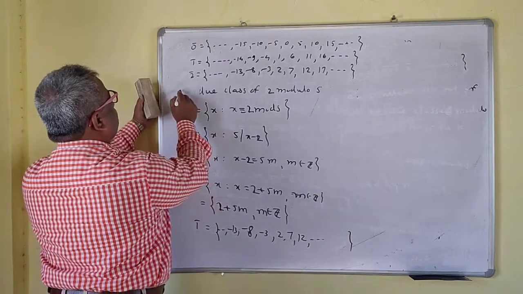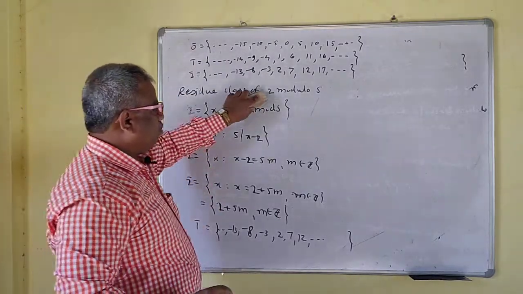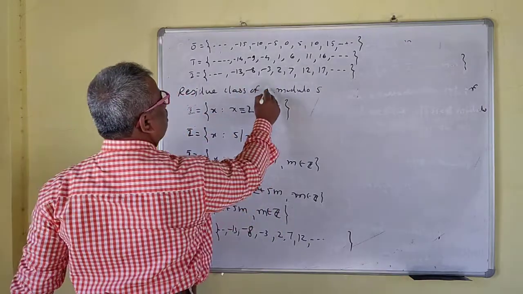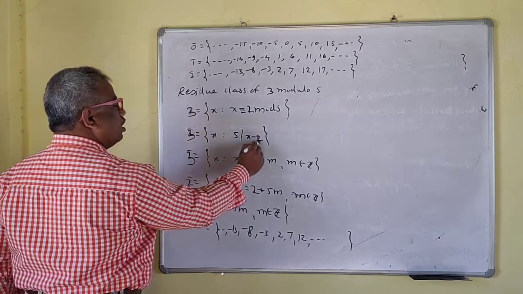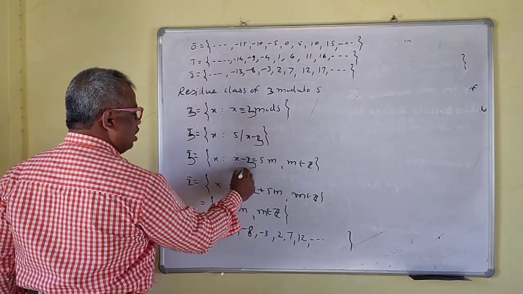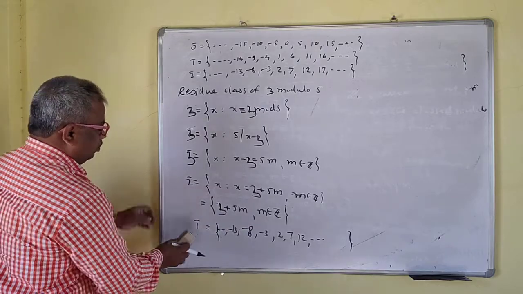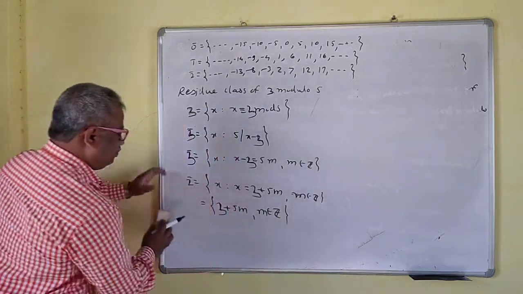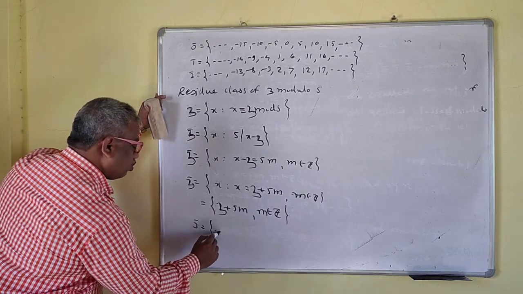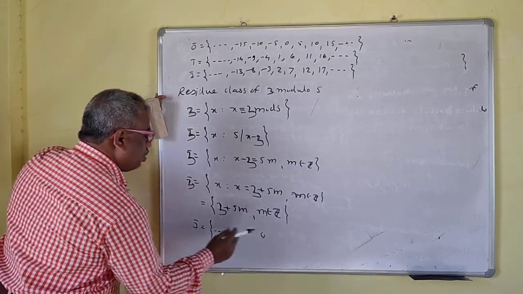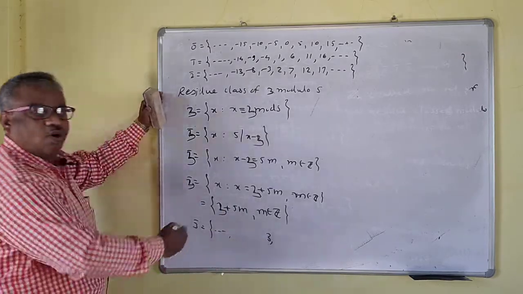Now we will find the residue classes modulo 5 for 3. So this is 3 bar. Look at 3 bar, dot dot dot. We take the value of m as 0 and get 3, and go on adding 5.